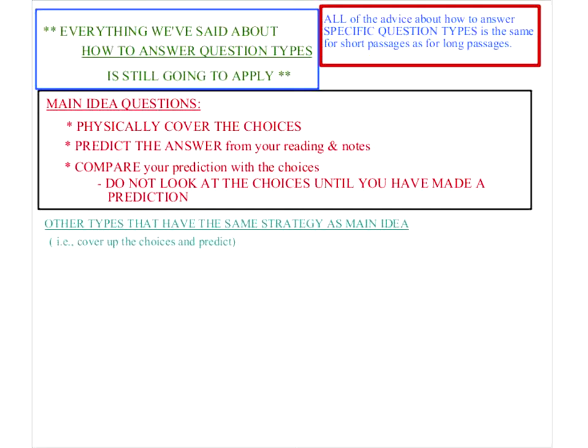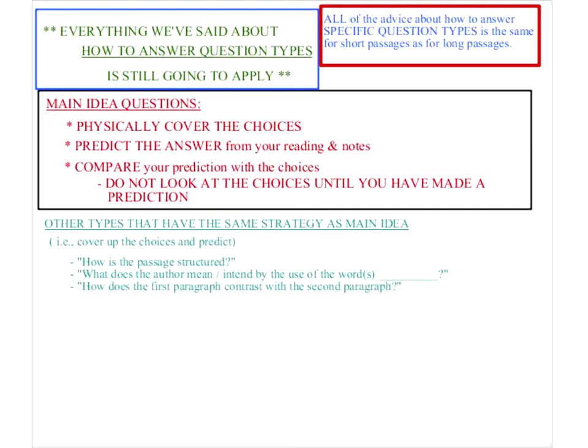Okay, if you get how is the passage structured? Or if you get what does the author mean or intend by the use of the word? You know, they point out some word. Or if they say something like, how does the first paragraph contrast with the second paragraph? Or like, what's the best description of something? Like this paragraph, or relationship, etc.